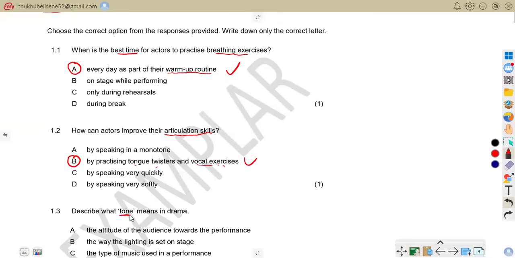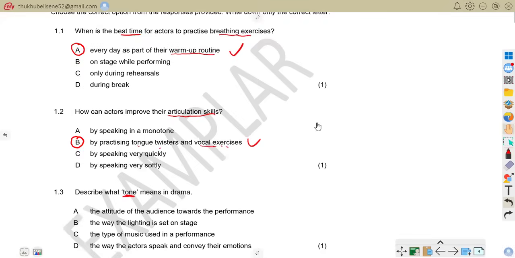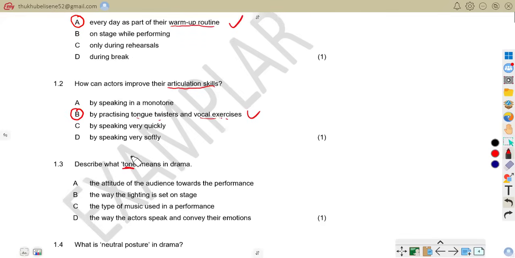We are now on 1.3. Describe what tone means in drama. For the 4 given options, the correct answer there is D. The way actors speak and convey their emotion is what is tone in drama. So hope we are together.